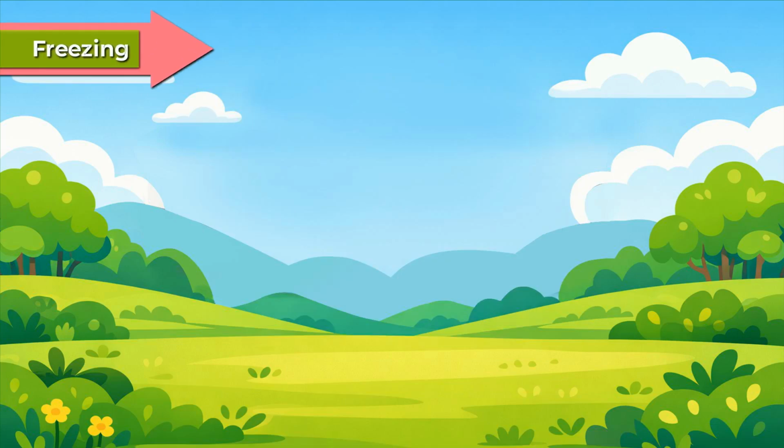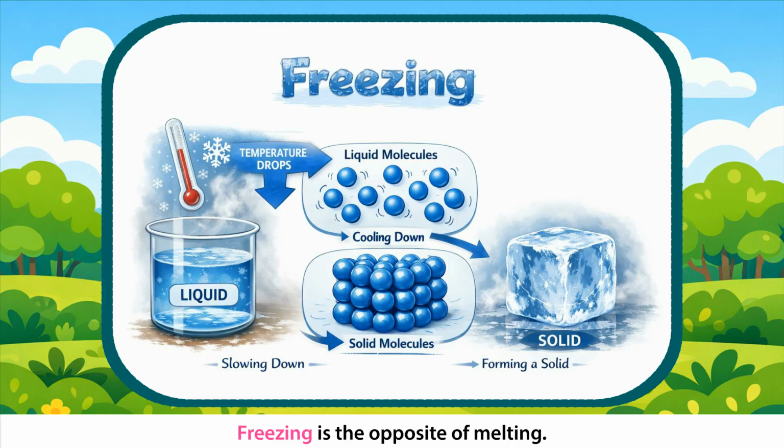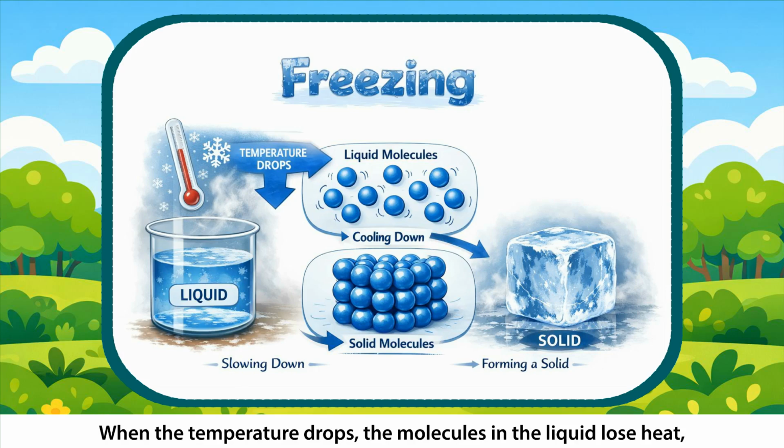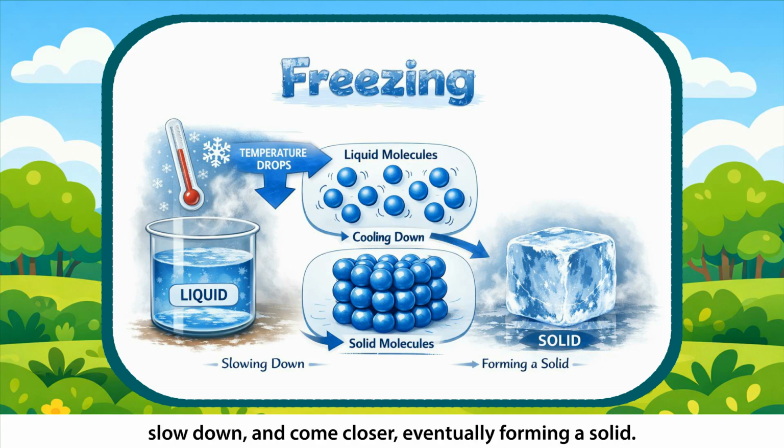Freezing. Freezing is the opposite of melting. It is the process in which a liquid turns into a solid when it is cooled. When the temperature drops, the molecules in the liquid lose heat, slow down, and come closer, eventually forming a solid.